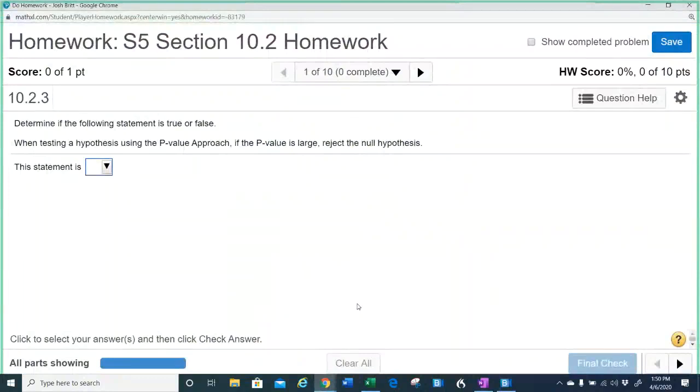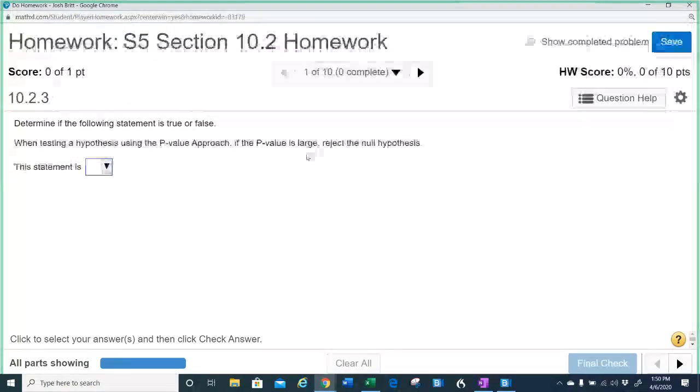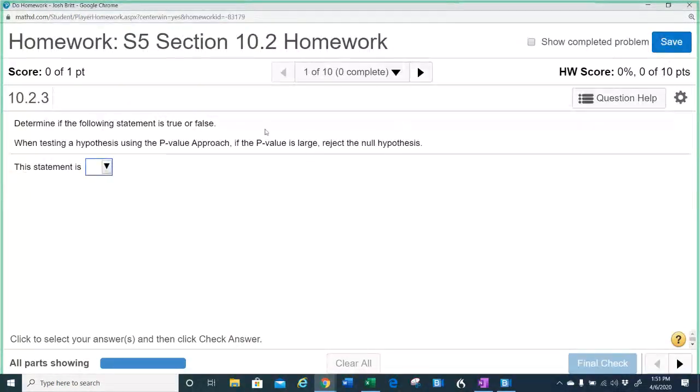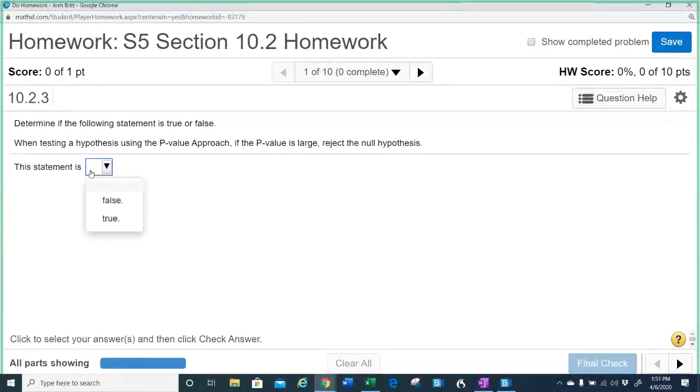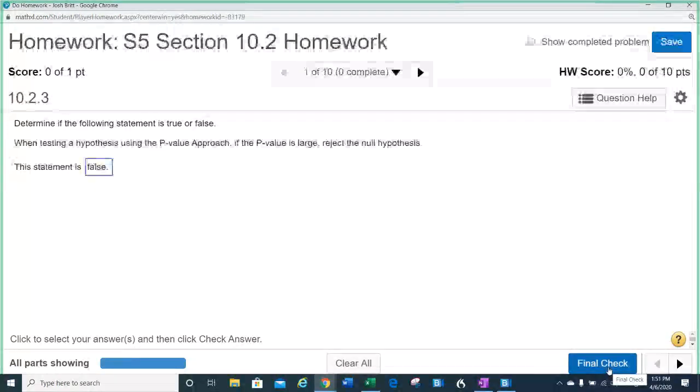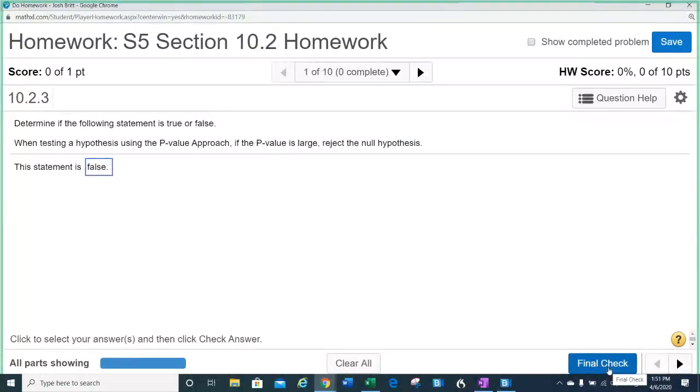Look at 10.2. When testing hypotheses using p-value, if the p-value is large, reject the null. That is false. When the p-value is small, then we reject the null. So small p-value, reject the null, and favor the researcher.